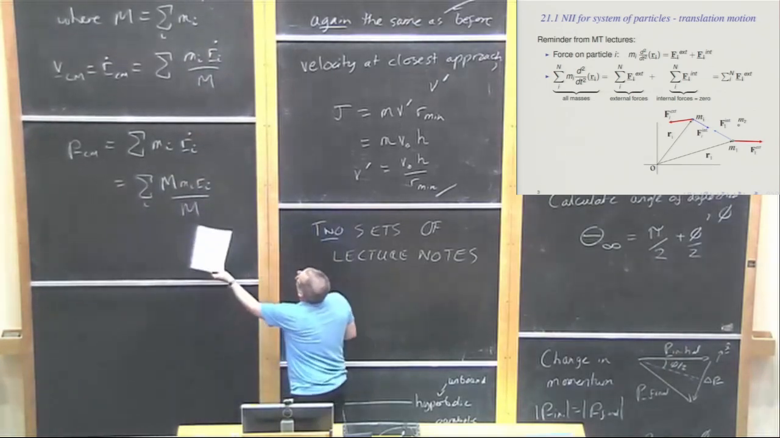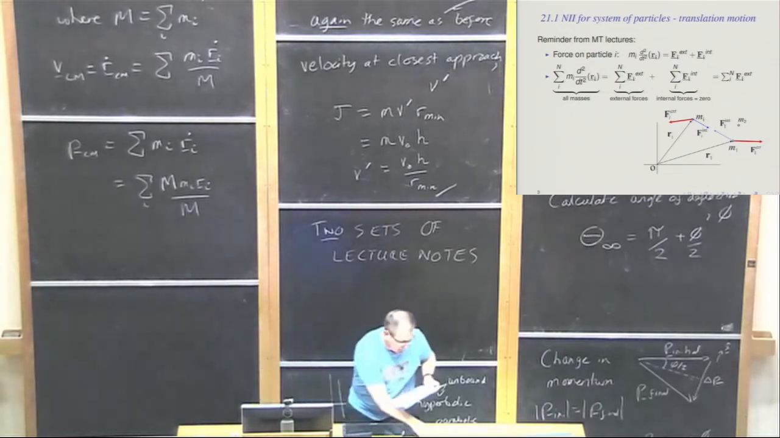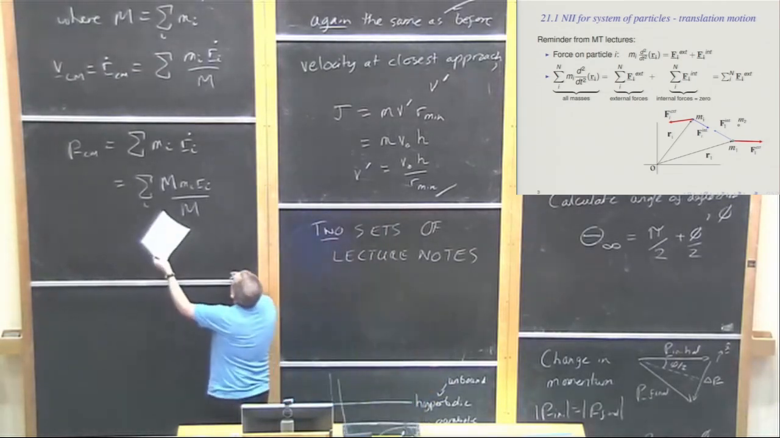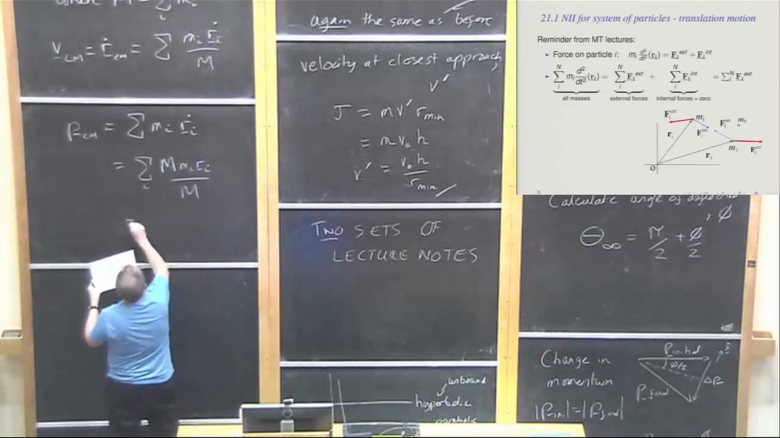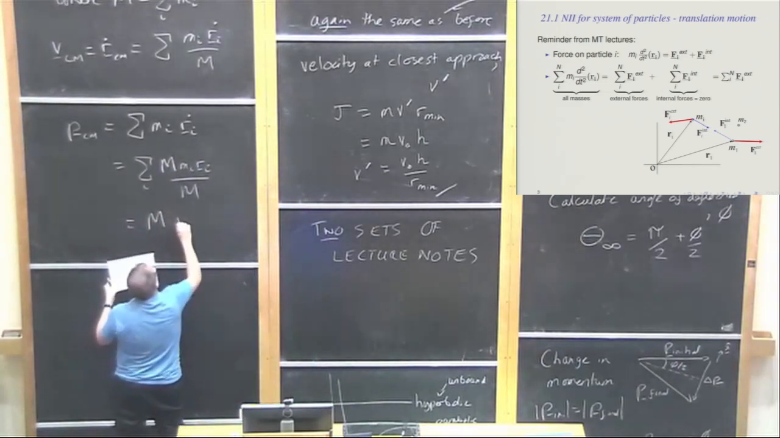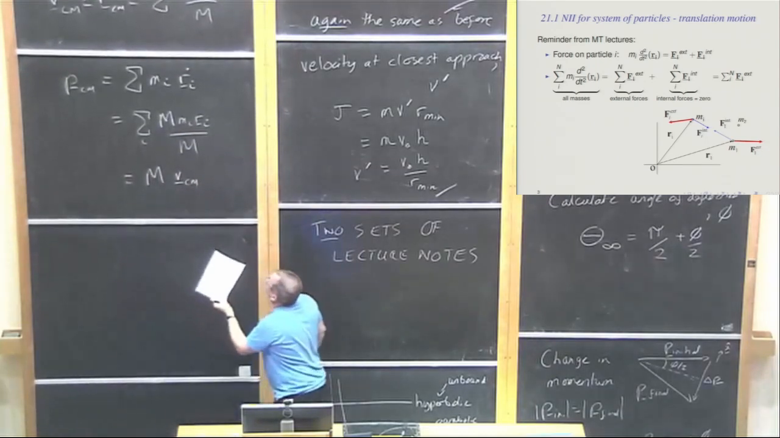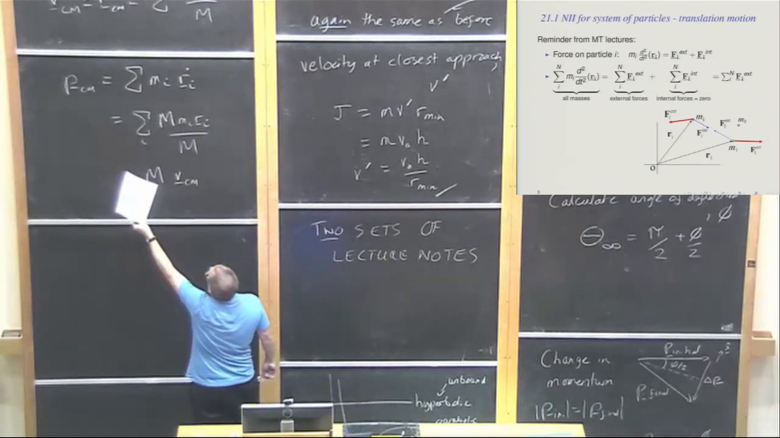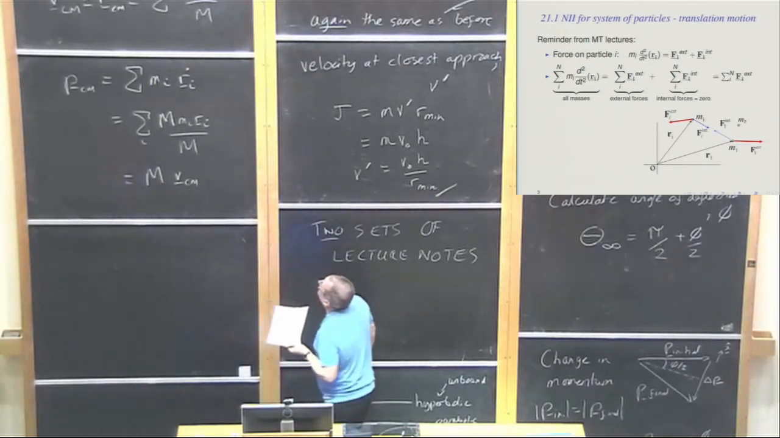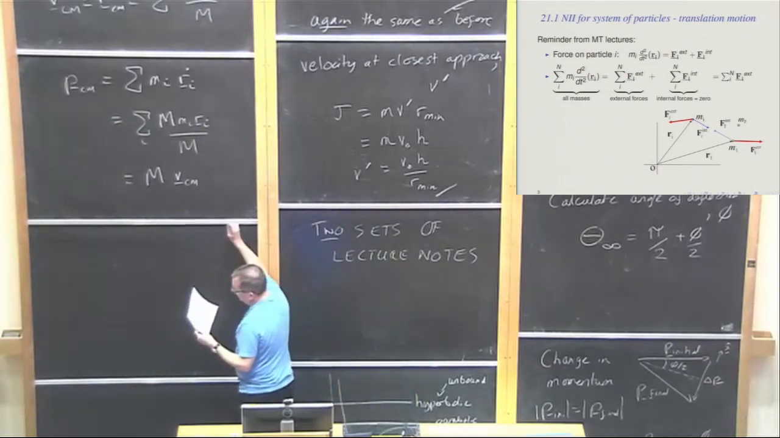And I do that because I can then say, aha, this is the same as what we have here. Just big M, therefore, times the velocity of the centre of mass. So these are not surprising expressions, but it's good to remind ourselves where they come from. So the momentum of the centre of mass can be written as the total mass of the system times the velocity of the centre of mass.